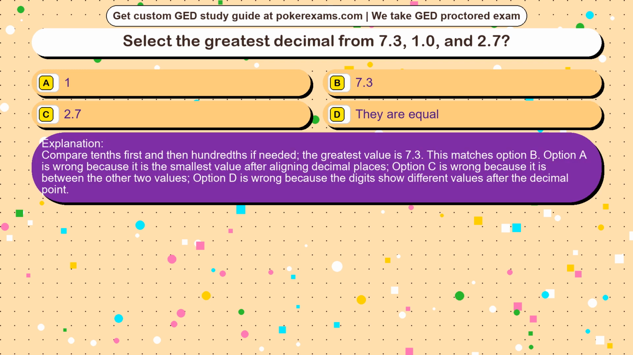Compare tenths first and then hundredths if needed. The greatest value is 7.3. This matches option B. Option A is wrong because it is the smallest value after aligning decimal places. Option C is wrong because it is between the other two values. Option D is wrong because the digits show different values after the decimal point.